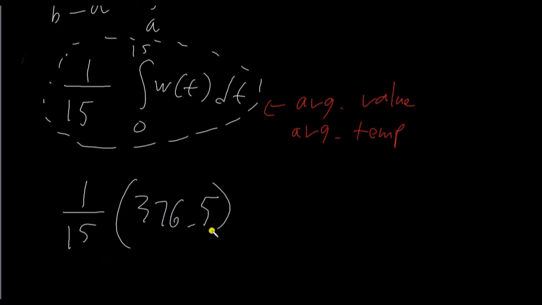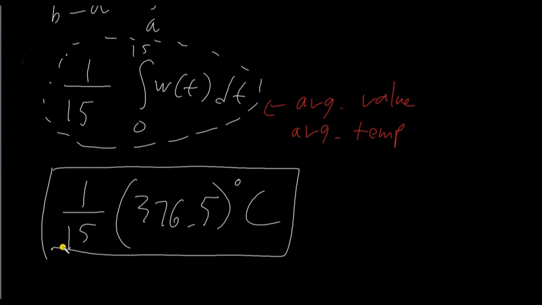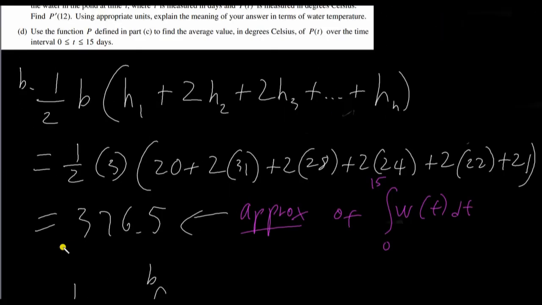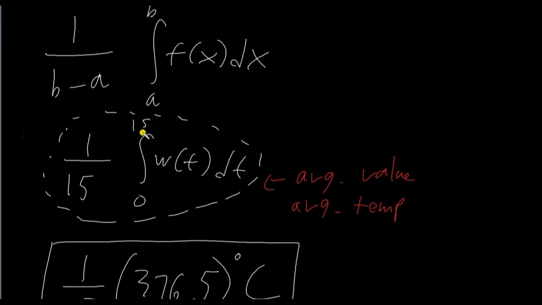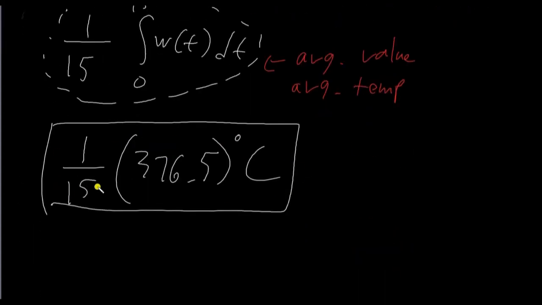And then the units for this are going to be, since this is the average temperature after all, the same as the units for temperature. And the units for temperature is degrees Celsius, so the units for the average temperature is also in degrees Celsius. And then for points, you'd get 1 point for the trapezoidal sum, and the second point for the average temperature. Okay, now let's look at part C.